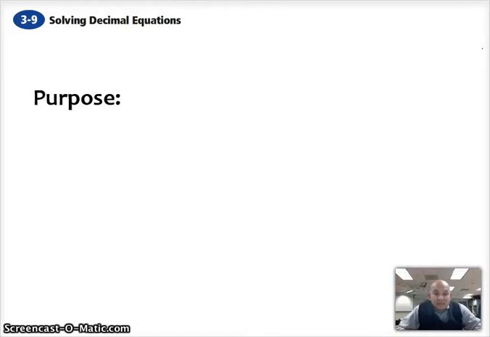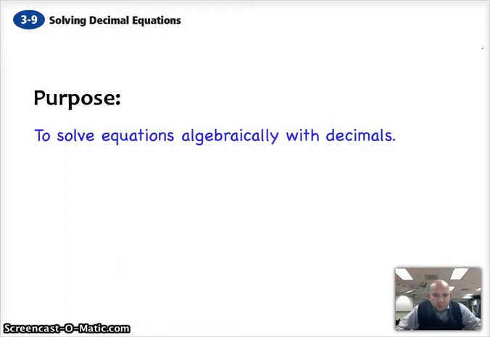Hi class, today's lesson is lesson 3-9. It's the last lesson of this unit, and it's on solve decimal equation. Let's go ahead and take a look at the purpose. The purpose today is to solve equations algebraically with decimals.